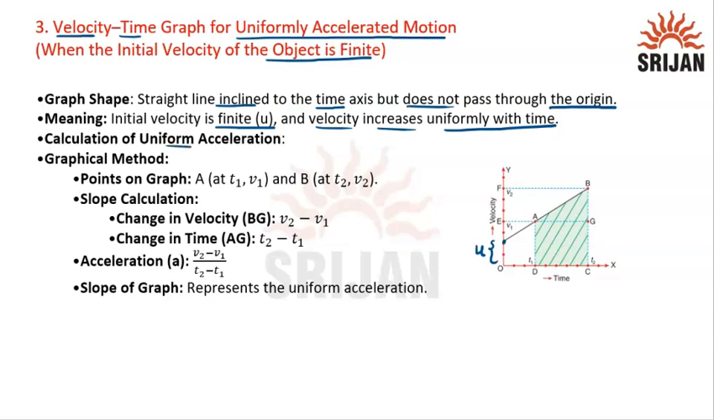So how do we calculate the uniform acceleration? With the help of the slope of the velocity time graph. So we have to take the two points T1, V1 and T2, V2. This is the point T1 comma V1 and this is the point T2 comma V2. After that, we'll calculate the change in velocity, that is V2 minus V1, and the time interval change, that is T2 minus T1. And acceleration is nothing but the slope of the graph, that is V2 minus V1 over T2 minus T1. So with the help of the slope formula, we can get the acceleration through the velocity time graph.